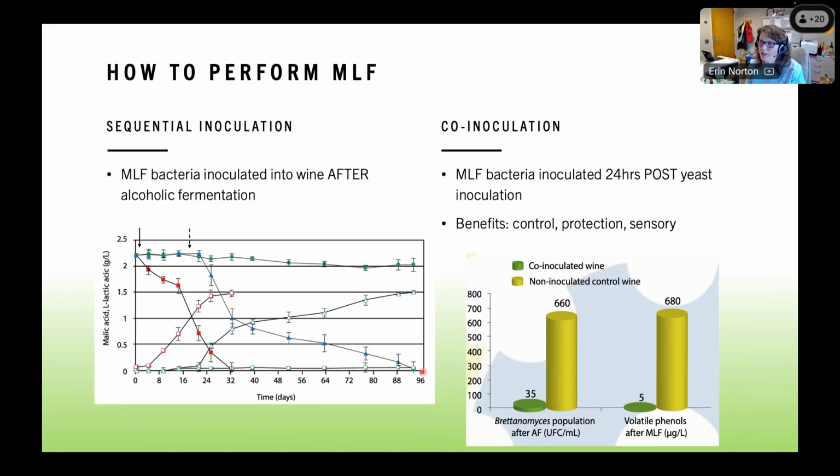If that's a risk you want to take, the one thing I would say, if you want to do sequential inoculation, is taste your wine often. You want to make sure acetic acid doesn't get out of hand, Brettanomyces doesn't get out of hand, other spoilage microorganisms. So taste the wine often to make sure that you are not creating any more problems.